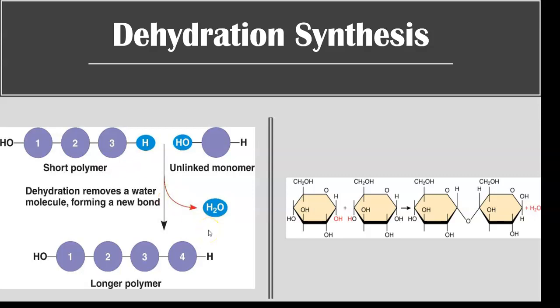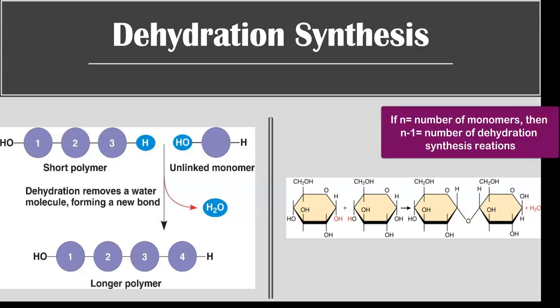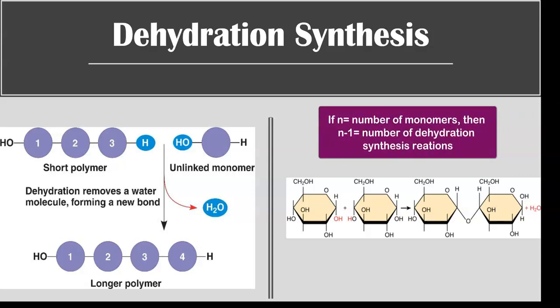So each time that we want to add a monomer to our polymer chain, we have to have a dehydration reaction. That means to build a macromolecule, which can have hundreds or thousands of monomers, we're going to get a lot of dehydration reactions. And we can actually count the number of dehydration reactions since monomers are discrete units. If n equals monomers, then there are n minus 1 dehydration reactions that had to take place to build the polymer. Now, for instance, let's say we have a polymer with 30 units, 30 monomers.